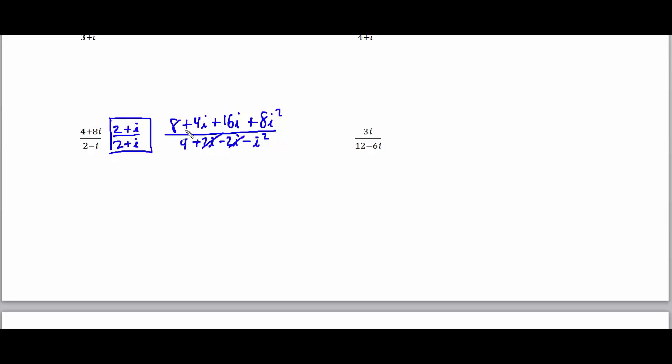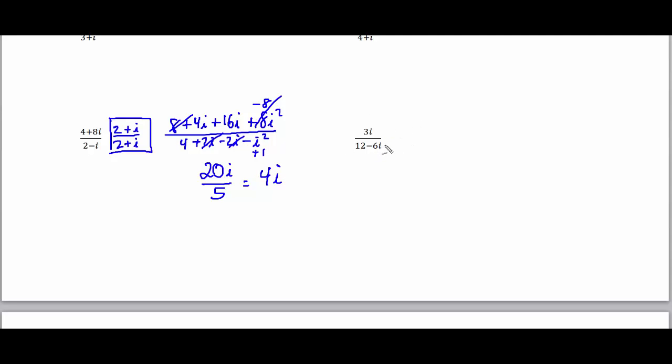So what we have here in our numerator is going to be 8 minus 8, because that's what the 8i squared is going to be, and that simplifies to nothing. The 4i plus the 16i is 20i. Our denominator is going to be 4 minus i squared, or 4 plus 1, so 5. And so my simplified answer is going to be 4i. Yep, 20 divided by 5 is 4, and then 4i is my final answer there. Wow, that was pretty interesting.